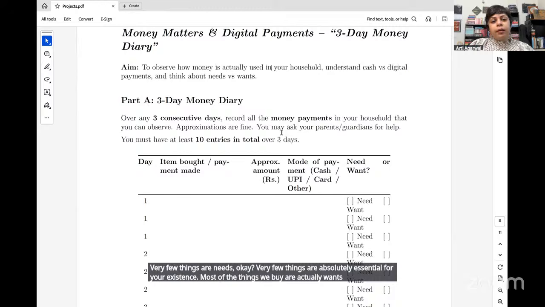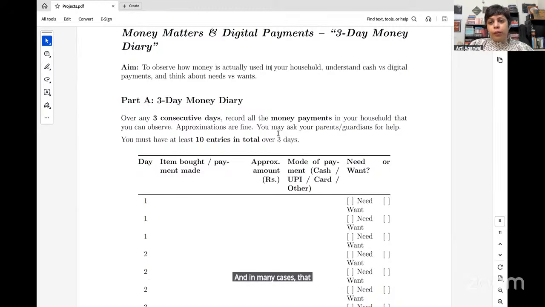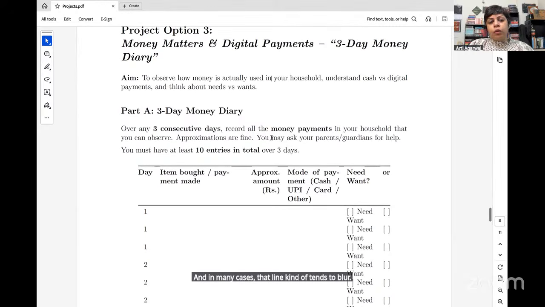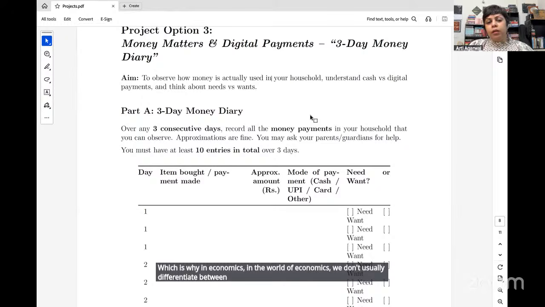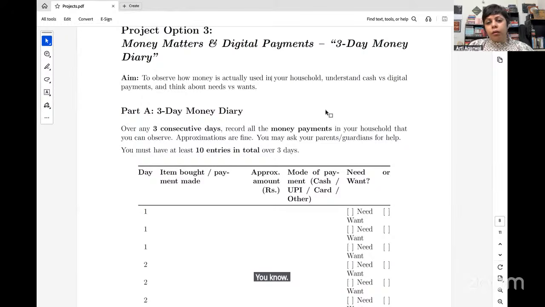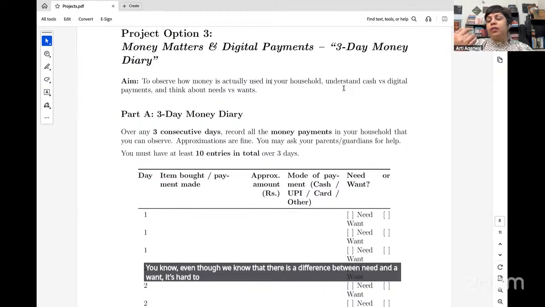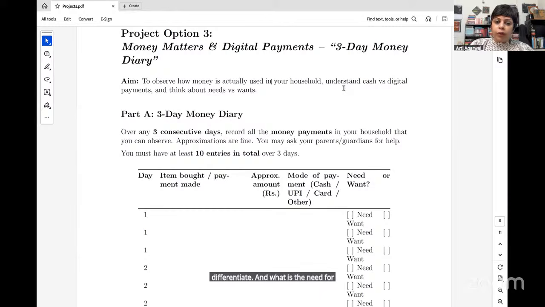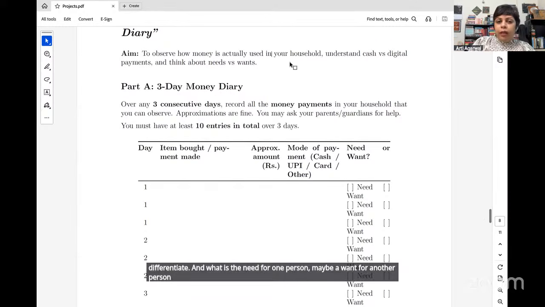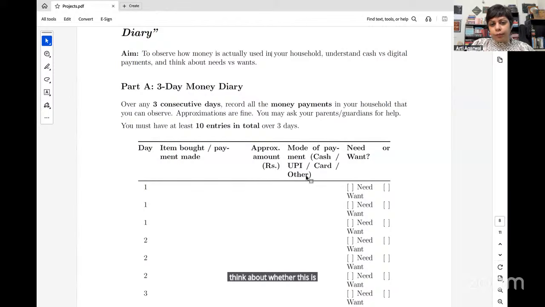And in many cases, that line tends to blur, which is why in the world of economics, we don't usually differentiate between wants and needs. Even though we know that there is a difference between a need and a want, it's hard to differentiate. And what is a need for one person may be a want for another person. But anyway, this exercise is asking you to think about whether this is a need or a want.